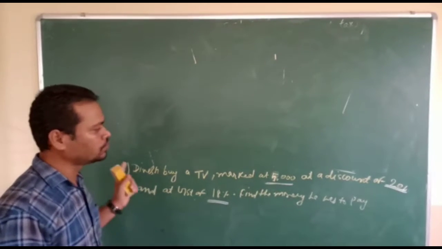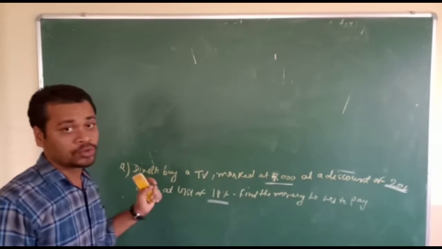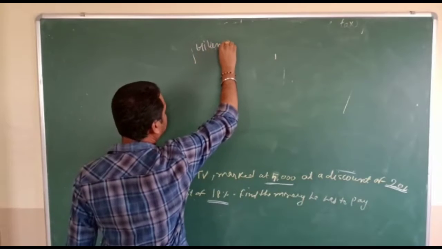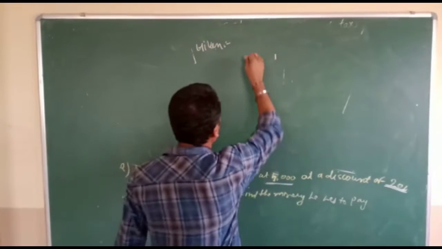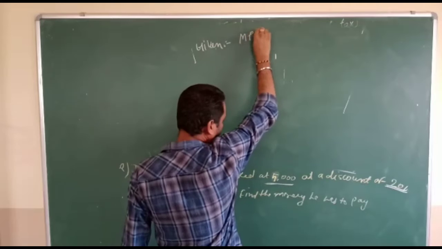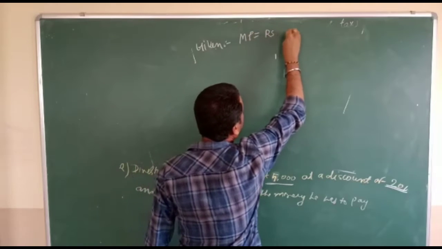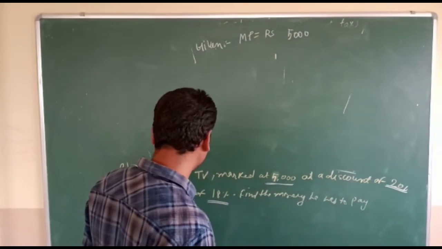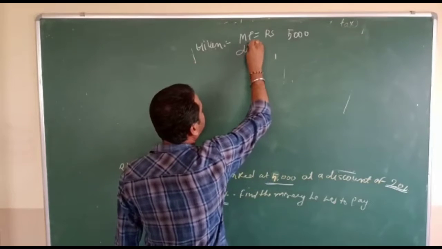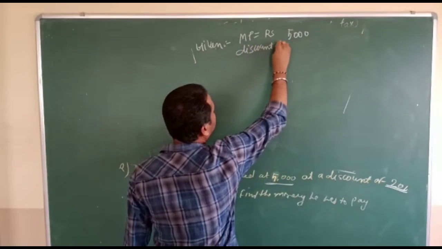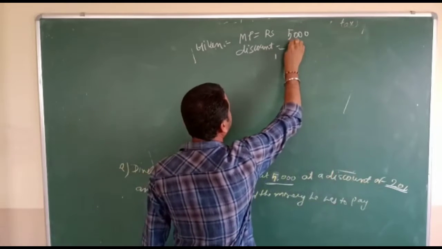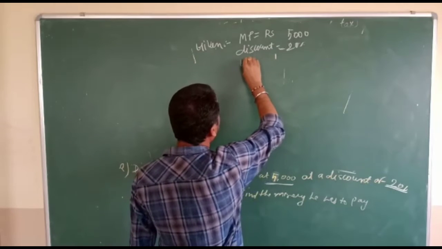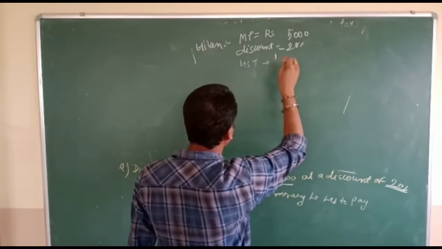First of all, whenever you try to solve such a question, you need to write down whatever is given. So what is given to us is the mark price. Mark price is how much? Rupees 5,000. Then we have been given the discount. Discount is how much? 20%. And we have to pay GST. GST is how much?